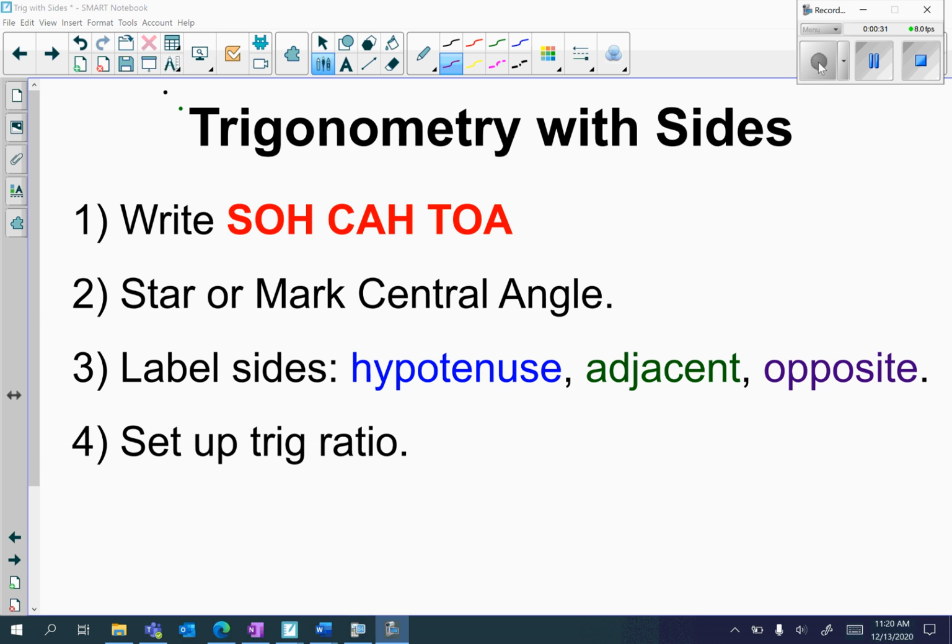Let's look at the following steps in order to use trigonometry to find missing sides. First, we write SOHCAHTOA. Second, we star or mark our central angle. Third, we label our sides hypotenuse, adjacent, and opposite. And last, step 4, we set up our trig ratio. Let's take a look at an example.